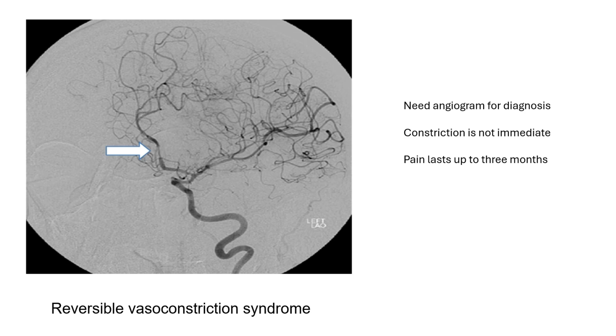The other difficult thing is that constriction, for some reason we don't quite understand why, may not be immediate. You can have the pain and the constriction follows some time afterwards, and the pain can last up to 3 months. So you need to have a fairly high level of suspicion for this condition, but it is something you need to have in the back of your mind.